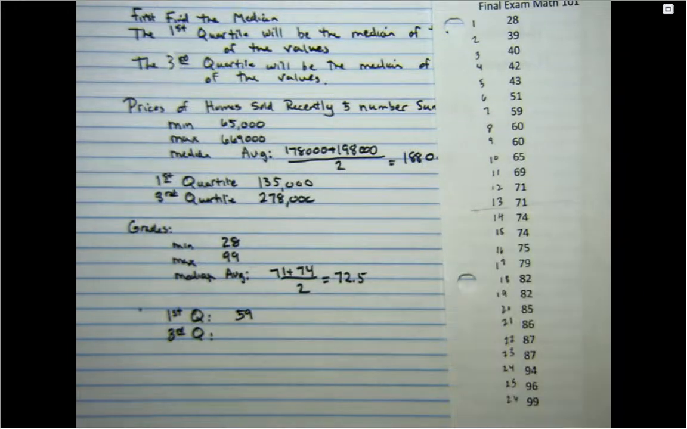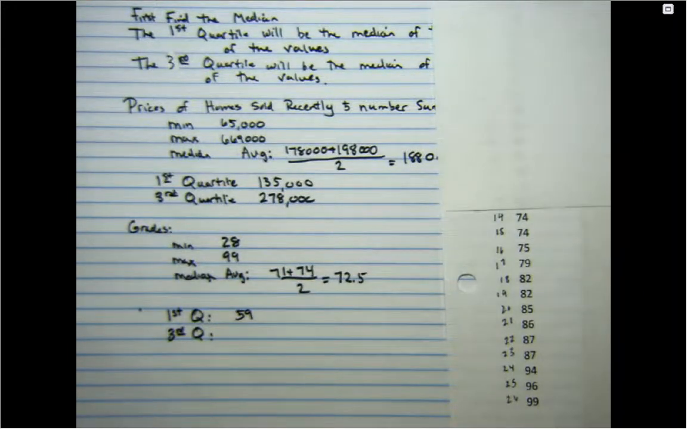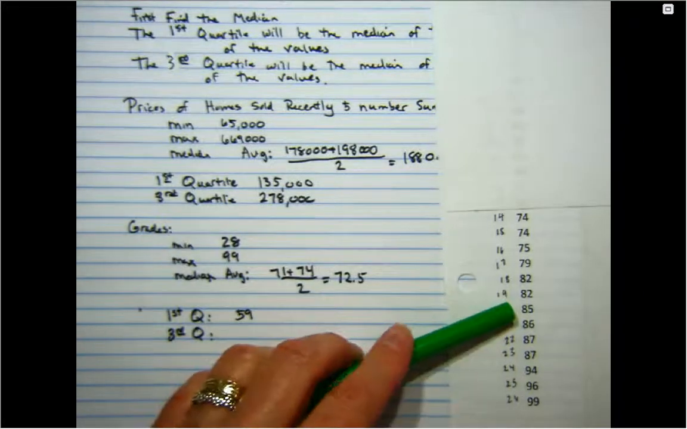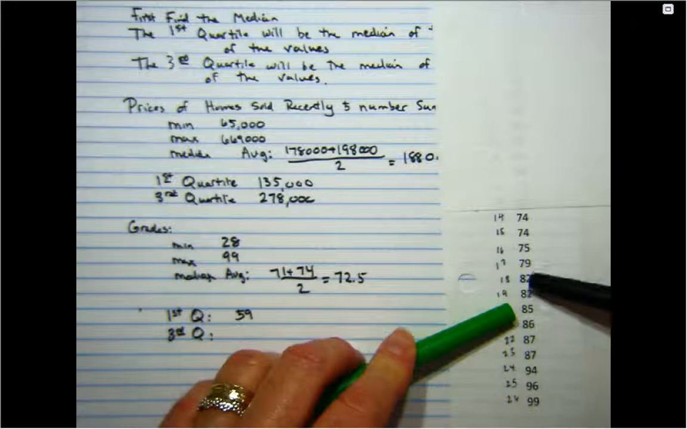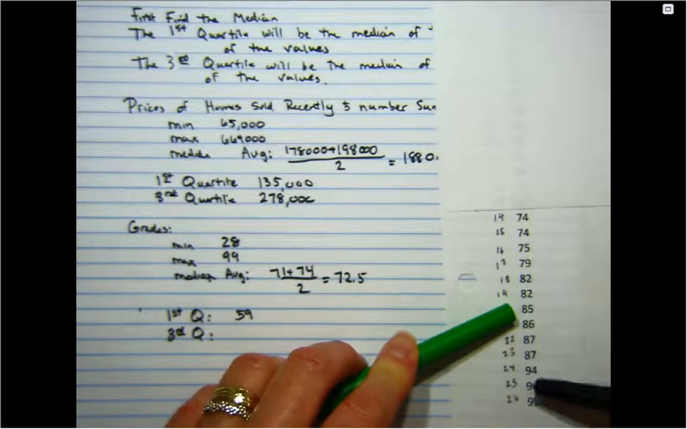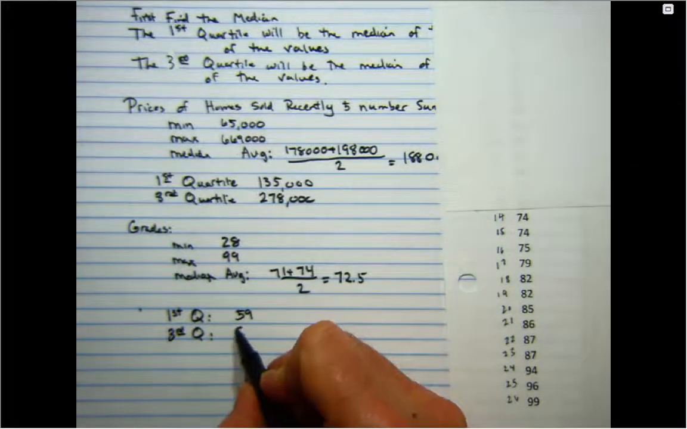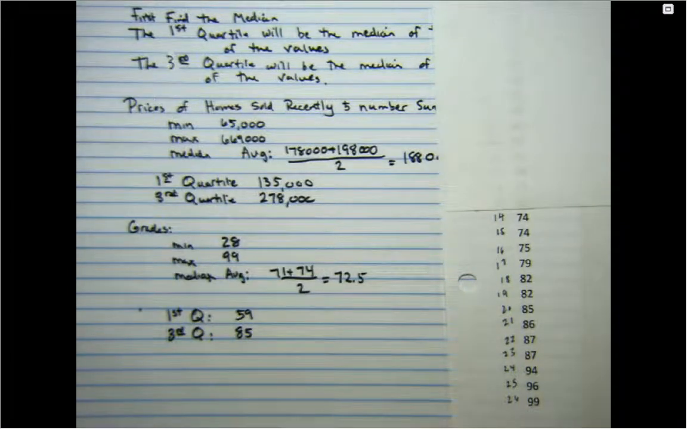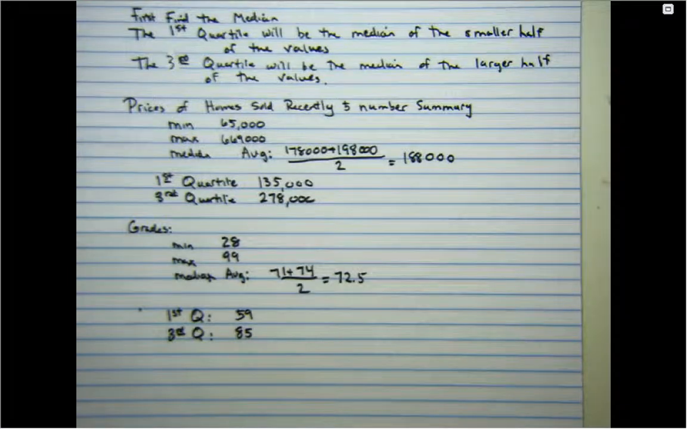Now we need to find the third quartile. It's the median of these upper numbers. Did you say you had it? 85. 85? So let's see, that would leave 1, 2, 3, 4, 5, 6 numbers above and 1, 2, 3, 4, 5, 6 below. So yes, 85. We have all the data. We can go ahead and put it on the box and whisker plot.